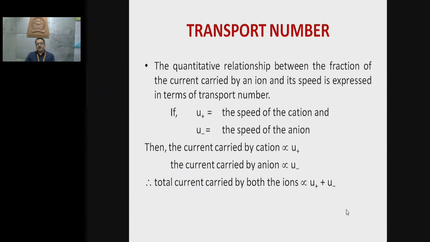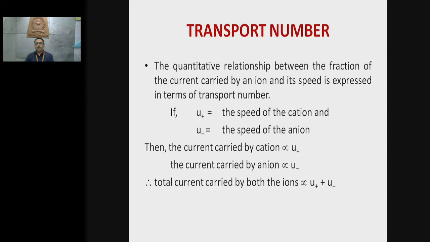The quantitative relationship between the fraction of the current carried by an ion and its speed is expressed in terms of transport number. That is our major point of today's discussion. Transport number is the measure of how much of the total current is carried by a particular ion. Transport number is also referred to as transference number, or in some textbooks as Hittorf's number. All these are the same concept.